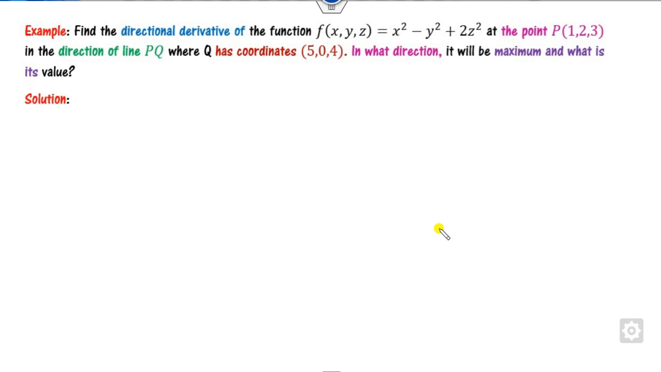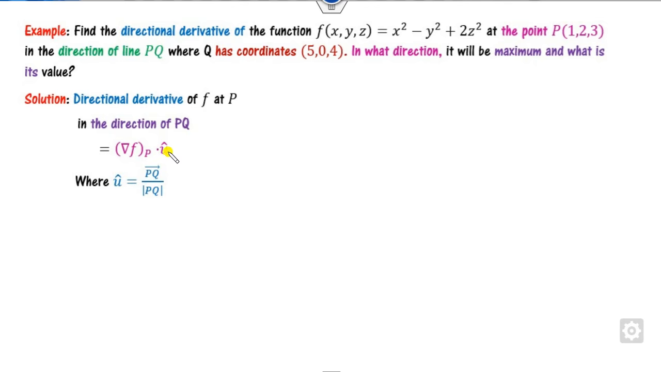Now look at another type of question. In this case, you can see the direction vector is not given to you. So you have to find the directional derivative. Again, your target is to find this at the point P. So our first target is to find the gradient and then u. But here you can see u is not given to you exactly, but it is in the line of PQ. So u is PQ over its magnitude.